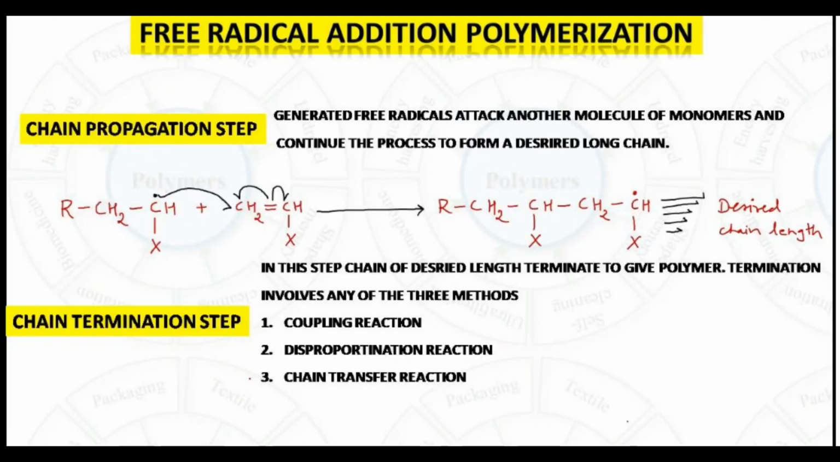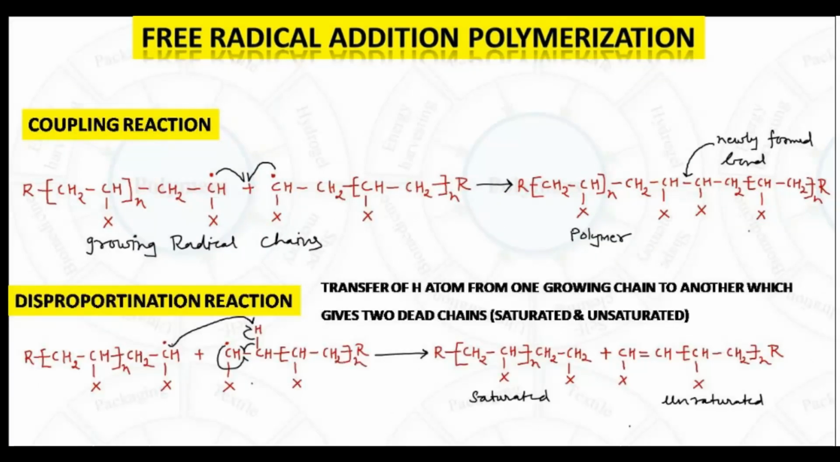Okay, this is the same slide I have repeated. Forget about this. Now this is the termination step, and my first termination method is the coupling method or the coupling reaction. So these were the growing radicals, right? So these, now I have put N here, right?